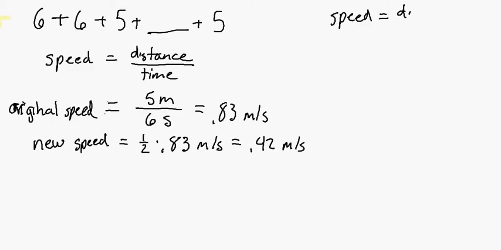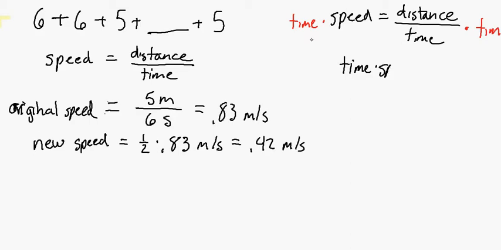I multiply by time to get that out of the denominator. Since we want to solve for time, it can't be in the denominator, so we can multiply both sides of the equation by time, which will give me that time multiplied by speed is equal to distance. And then to isolate the portion that I want, which is the time, I need to get rid of speed by dividing both sides by speed. That will give me that time equals distance over speed.